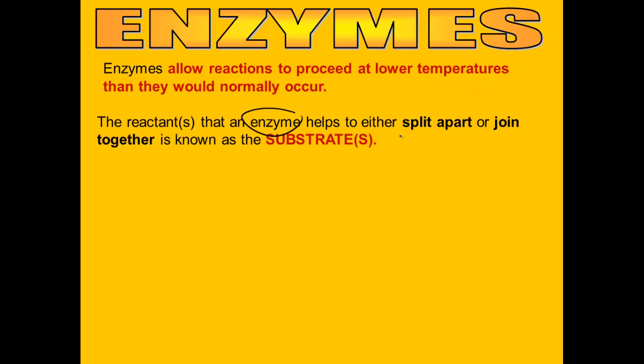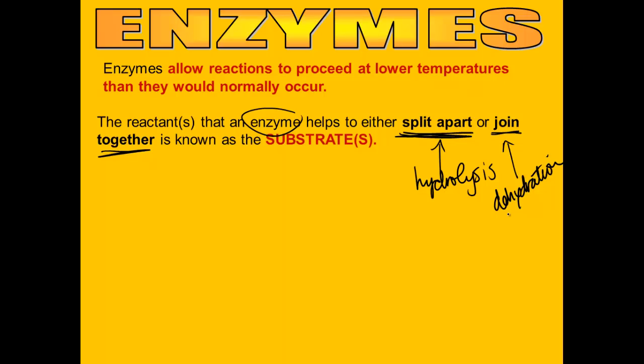So what enzymes do is they help to either split apart or join together certain reactants in our body, certain substrates. When you split something apart, for example, splitting apart starch into sugars, that's called hydrolysis. And when you join things together, for example, joining amino acids together to make a protein, that's dehydration synthesis. And that's what enzymes do. They do hydrolysis and they do dehydration synthesis inside our bodies.